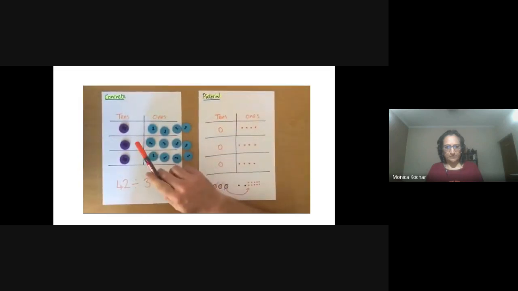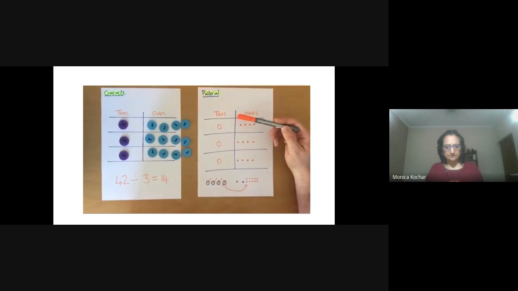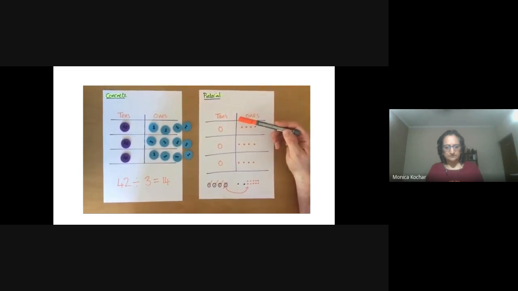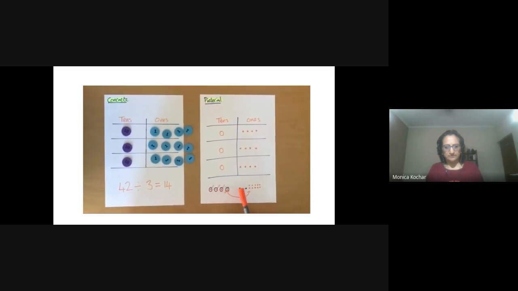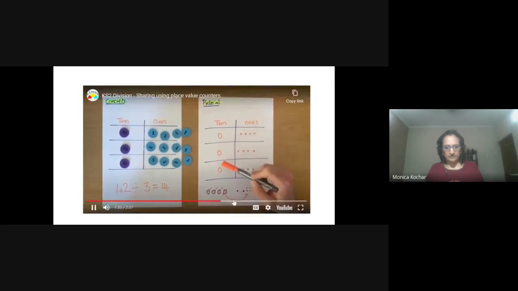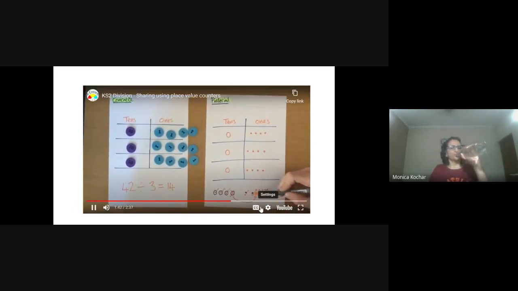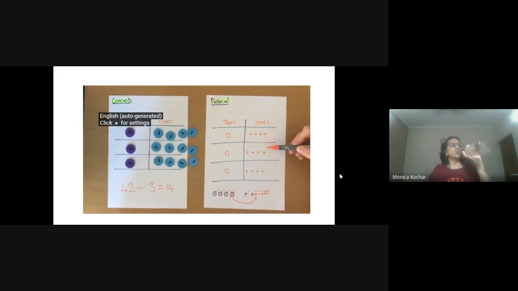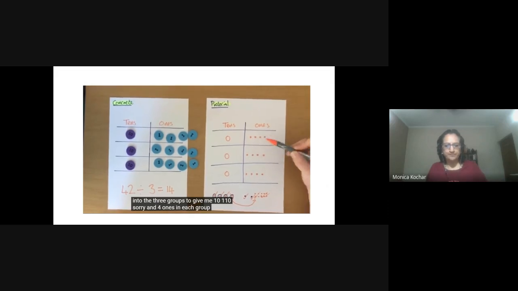As we move away from using the concrete manipulatives, you can still do the same thing, but by drawing the place value counters. So I'm still doing the same calculation, 42 divided by 3, and I started off with 10, 20, 30, 40, 41, 42. As I shared them out, 10, 20, 30, I had the 1 extra 10 that was left over, and I exchanged that for 10 ones. I was then able to share out the 12 ones equally into the 3 groups to give me 1 ten and 4 ones in each group. Okay, so I have 14, 14, and 14.